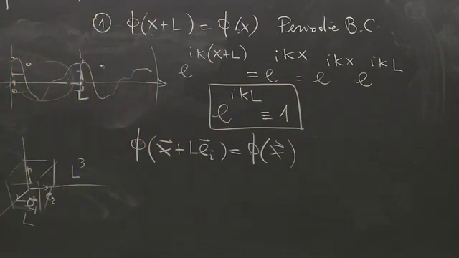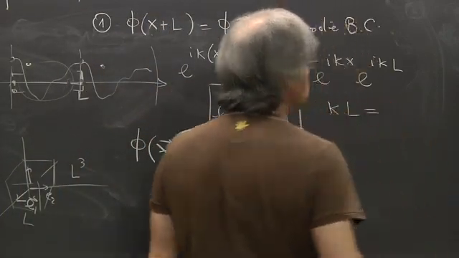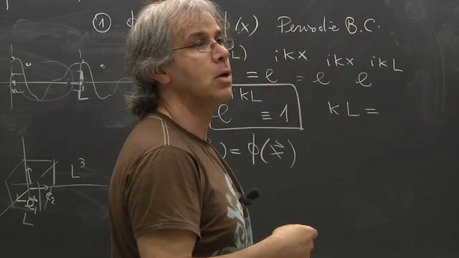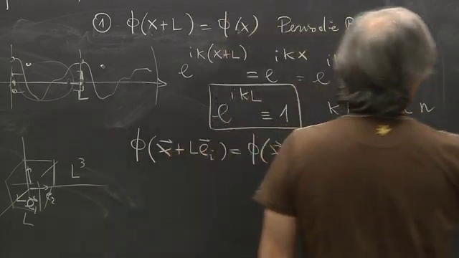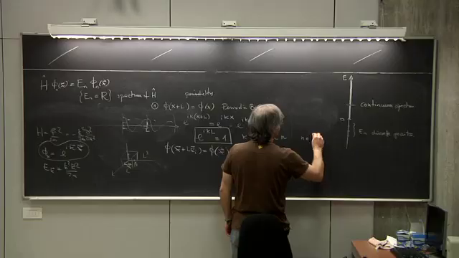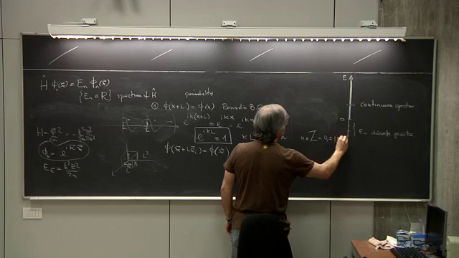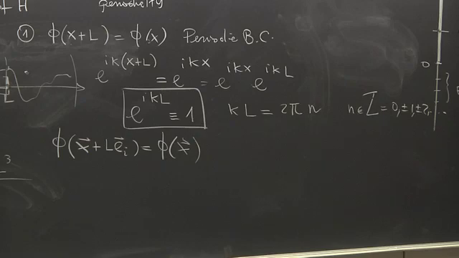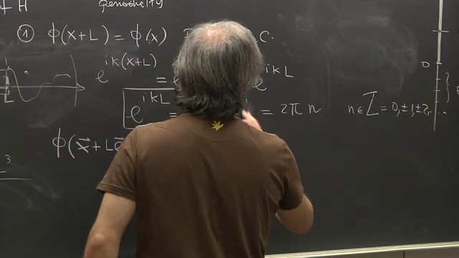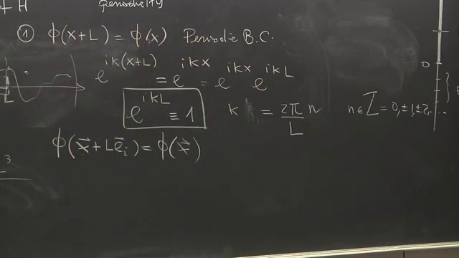Okay? So not all k do that, but only some of them. Which ones? Well, k times L has to be equal to 2 pi times an integer. N could be just any integer: 0, plus or minus 1, plus or minus 2, including negative numbers. All right? Is this clear? So another way of writing it is that k is equal to 2 pi over L times an integer.